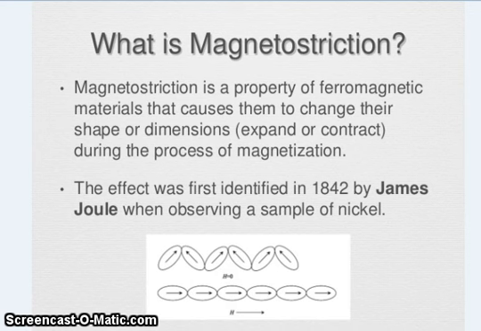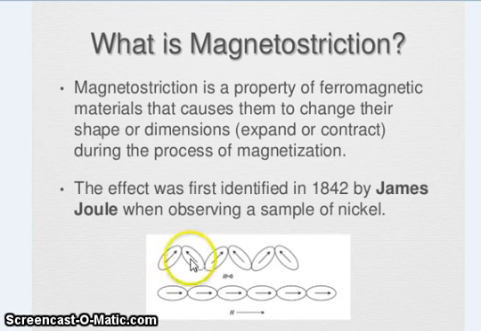next topic is magnetostriction. What is magnetostriction? Magnetostriction is a property of a ferromagnetic material that causes them to change their shape or dimensions. They expand or they may contract during the process of magnetization. Right? It is a property of a ferromagnetic material that causes them to change their shape or dimension. Right? And this effect was first discovered by James Joule in the year 1842, when observing a sample of nickel.